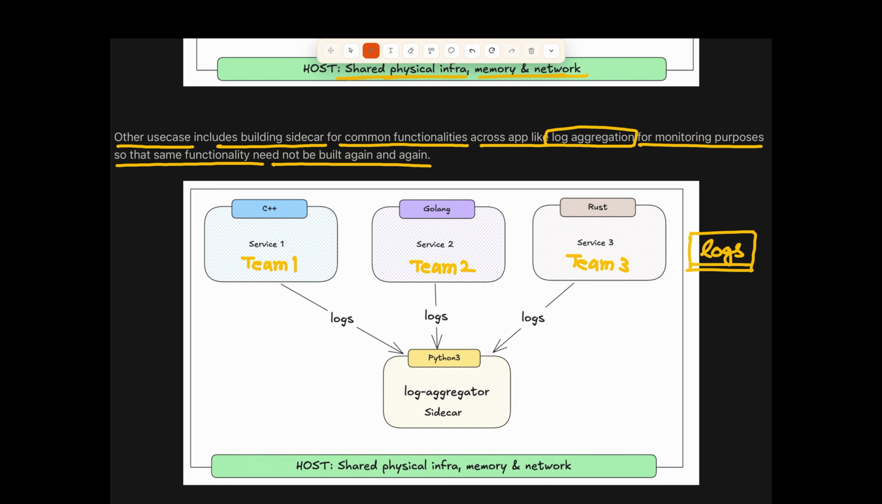Now, log aggregation is a common functionality across all the three services, and that's why it can be written as a sidecar. So this is a log aggregator, which basically pulls all the logs, or each service pushes some logs to this, which are aggregated by the sidecar. And they share the same physical infra, memory, and network. Also notice that the first application is written in C++, the second one is Go, the third one is in Rust, and the log aggregator sidecar is written in Python 3. But irrespective of what languages they have been written in, this communication will be seamless. That's the definition of a sidecar.